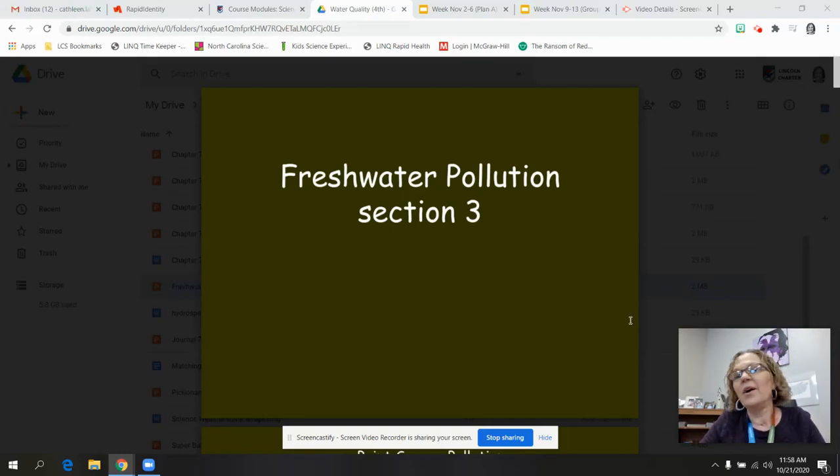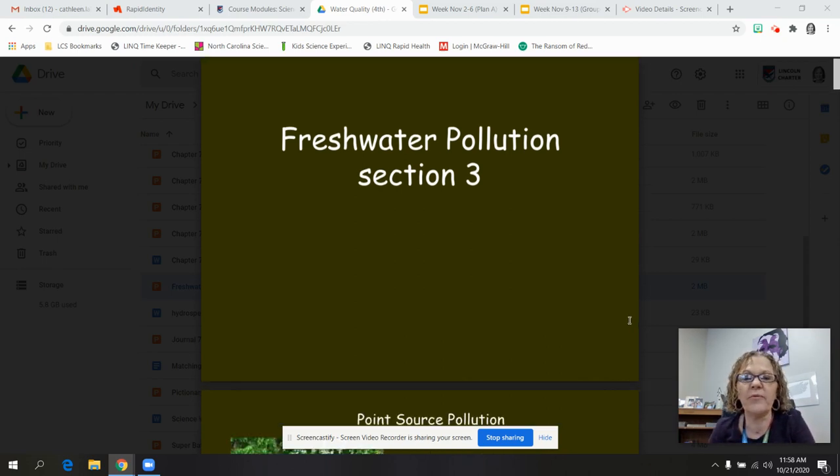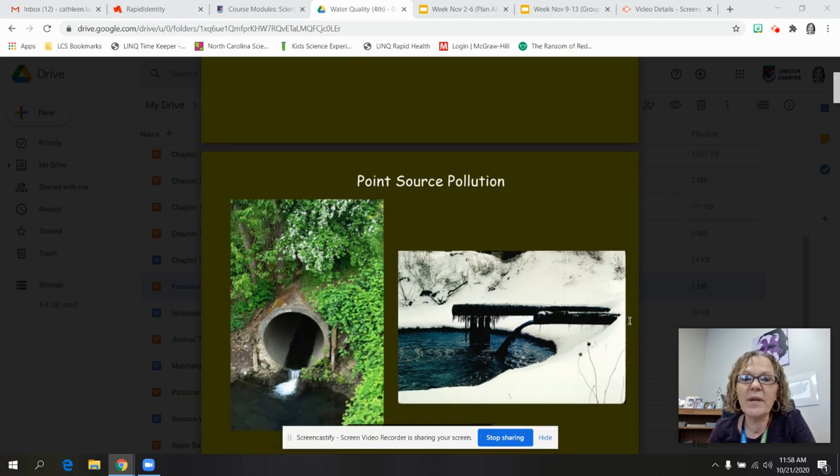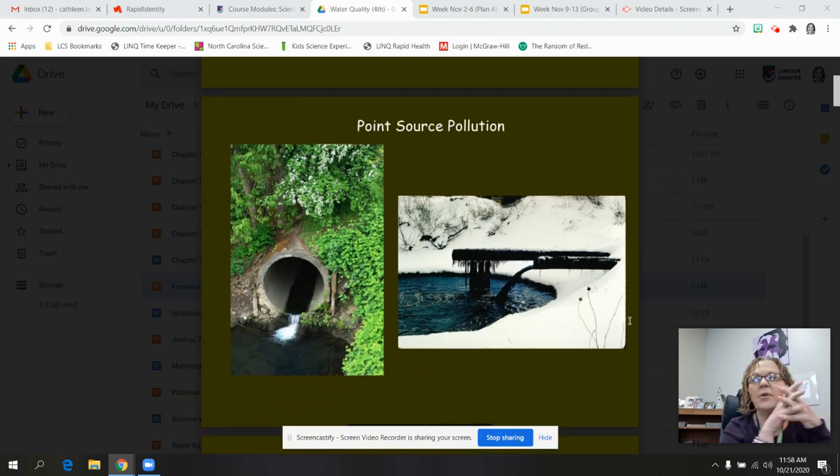Hey, everybody. Okay, this is section 3 of our first hydrosphere unit, and I've just titled this Freshwater Pollution. We're going to talk a lot about different types of pollution and how the pollution gets in our water, and ways that we can prevent it.